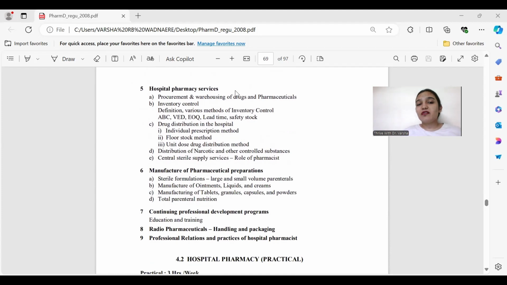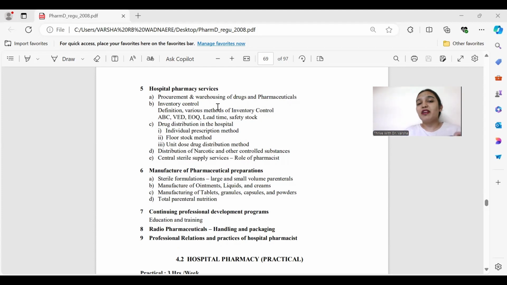Fifth chapter is hospital pharmacy services. Now you have studied this ABC analysis in your second year also for community pharmacy. Now this is hospital pharmacy. So what are the pharmacy services and how you will do it? You will be studying in this.